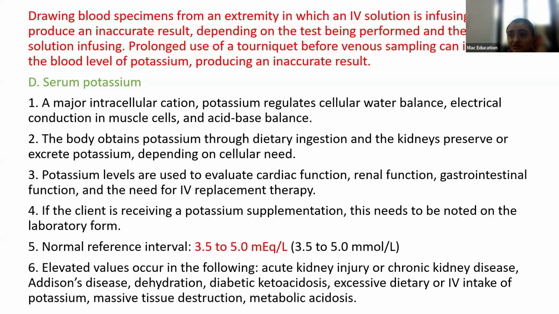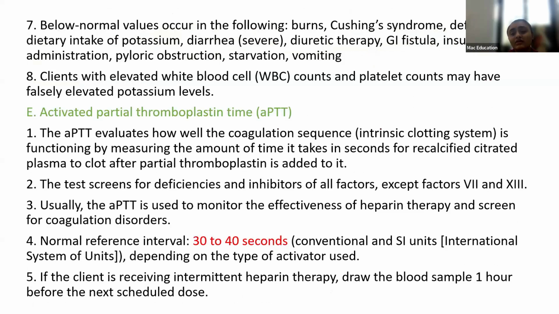Then next is serum potassium. What is the normal value of serum potassium? 3.5 to 5 milliequivalent per liter. Then we have seen in which conditions the potassium gets elevated. You have to just simply rationalize these things. Then the conditions in which the potassium level drops down, that is hypokalemia.